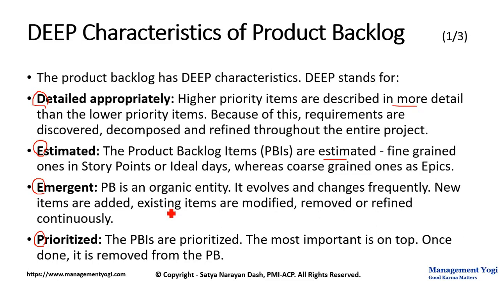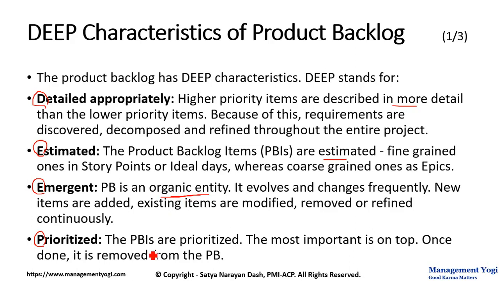Then emergent. The product backlog is an organic entity. It evolves and changes frequently. It is a live document and it is never complete. New items are added. Existing items are modified, removed or refined continuously.